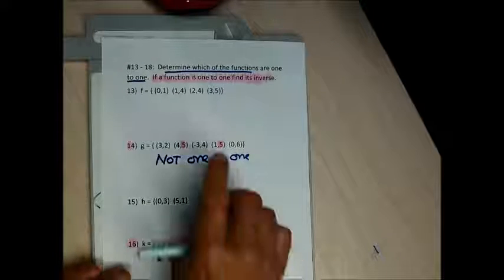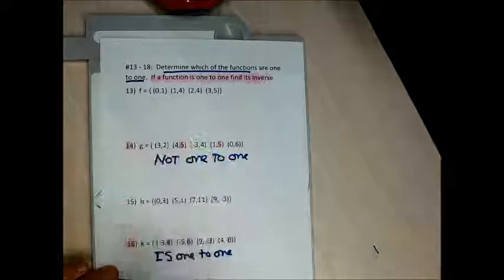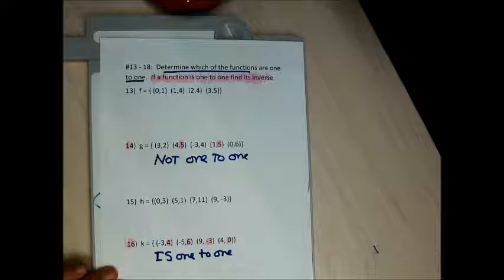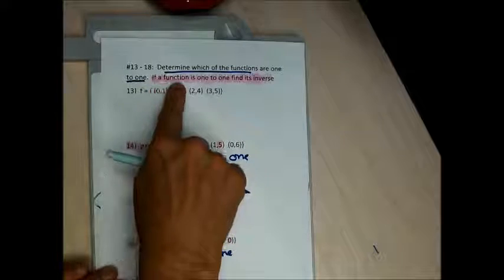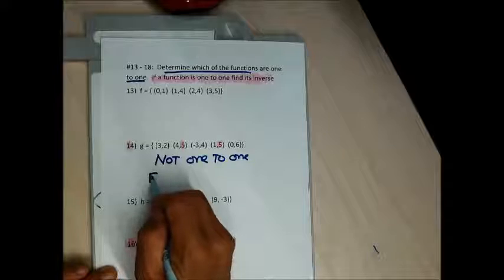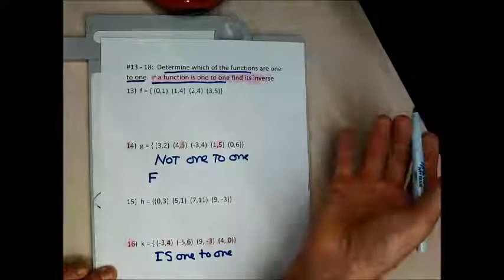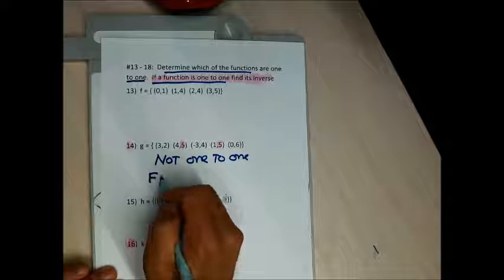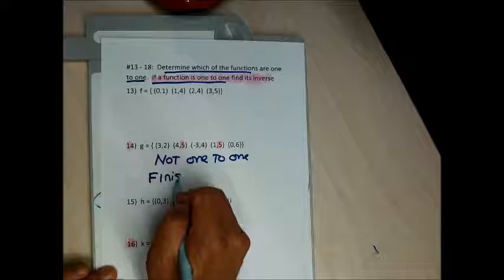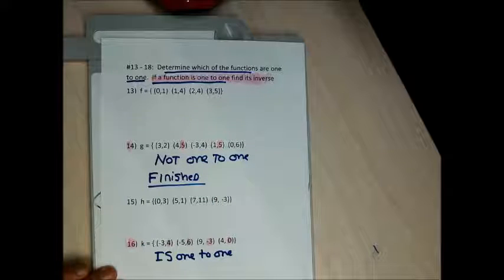My instructions say first determine whether the function is 1-to-1 or not. I did that for both problems 14 and 16 by just looking at the y's. Duplicate y's are not 1-to-1. All unique y's, it is 1-to-1. And then it says if a function is 1-to-1, find its inverse. So here I'm finished with this problem because the second sentence says if a function is 1-to-1, do this extra thing, find the inverse. And because 14 is not 1-to-1, I'm finished. I don't have to find the inverse.